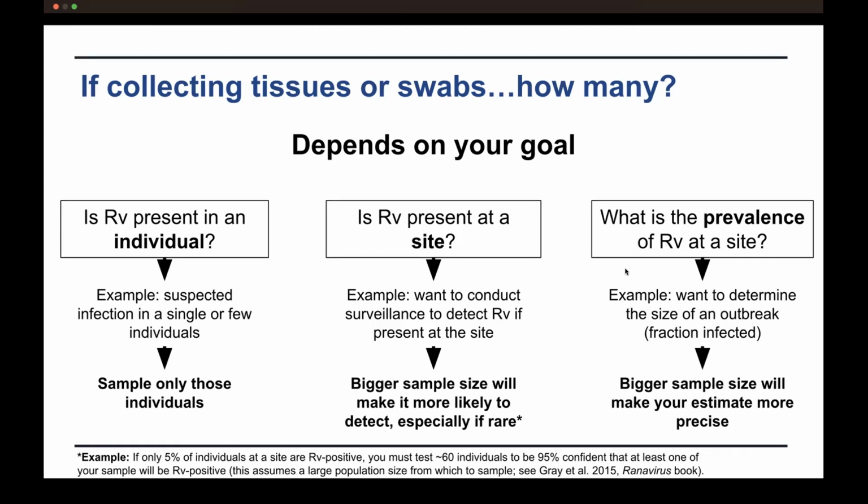Now, if you're trying to quantify prevalence at the site, which is the fraction of individuals that are infected at a given time, then again, a bigger sample size will make your estimate more precise and potentially more accurate.